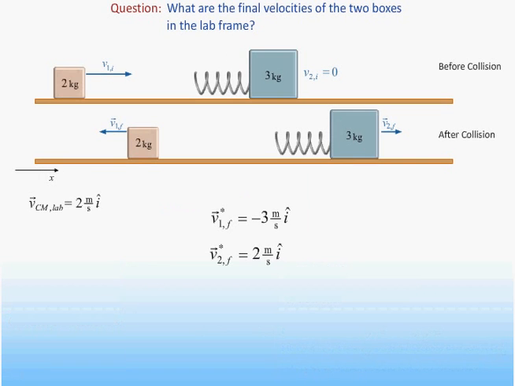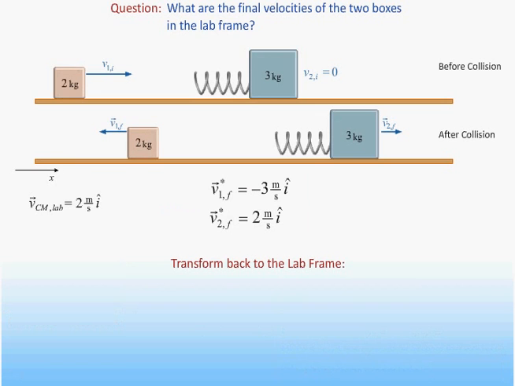Here we see our results for the final velocities in the center of mass frame. We will now transform these final velocities from the center of mass frame back to the lab frame to finish the problem. We can make this transformation by simply adding the velocity of each object in the center of mass frame to the velocity of the center of mass in the lab frame.